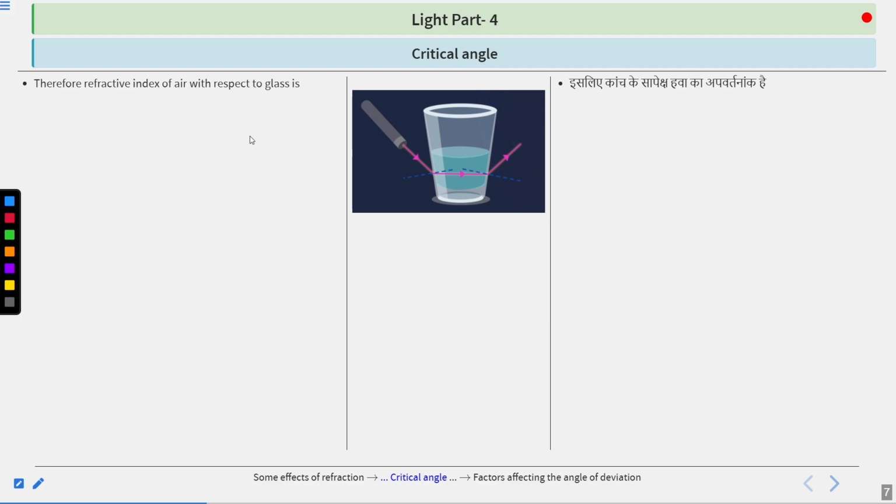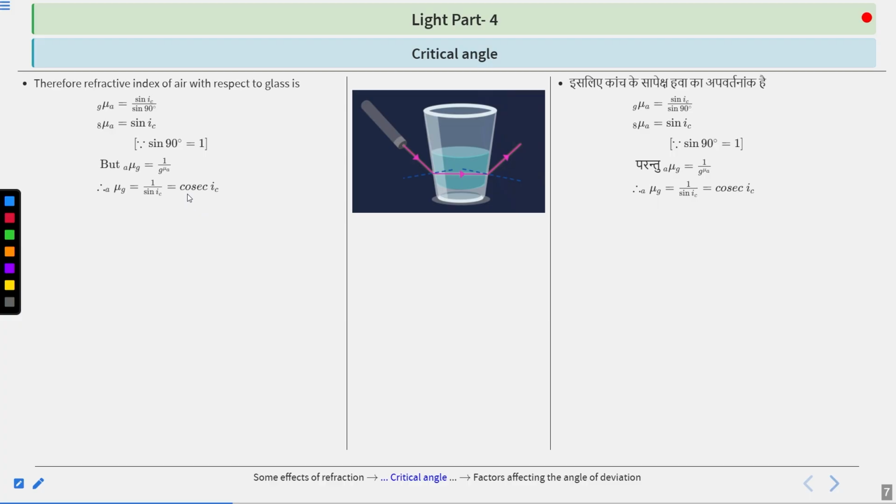Therefore, the refractive index of air with respect to glass is gμa equals sine IC by sine 90 degrees, or gμa equals sine IC, since sine 90 degrees equals 1. But aμg equals 1 by gμa. So aμg equals 1 by sine IC, which is cosec IC. Or sine IC equals 1 by aμg.